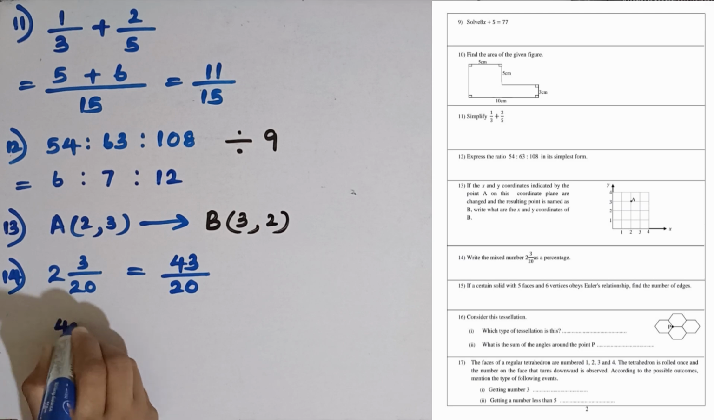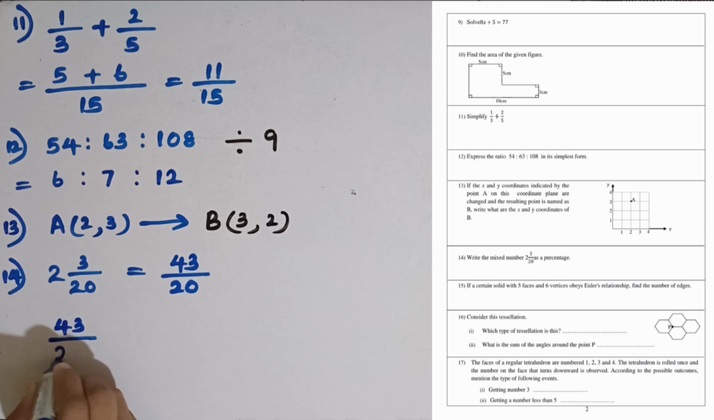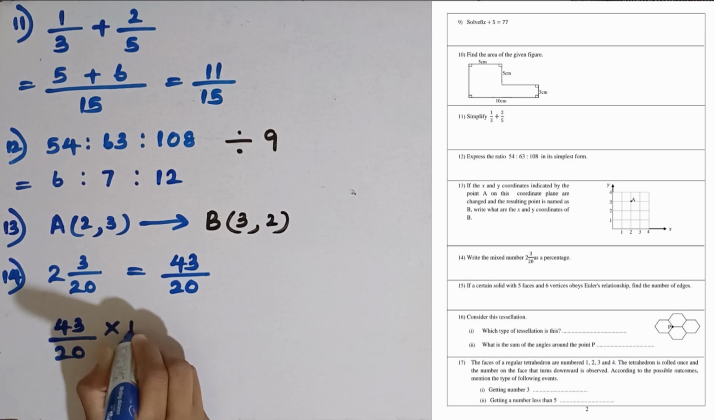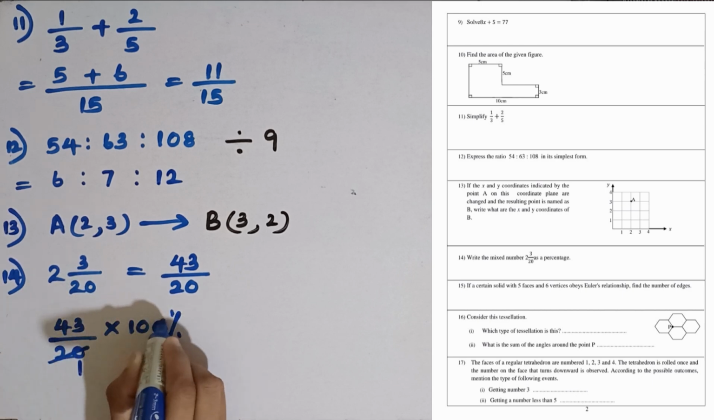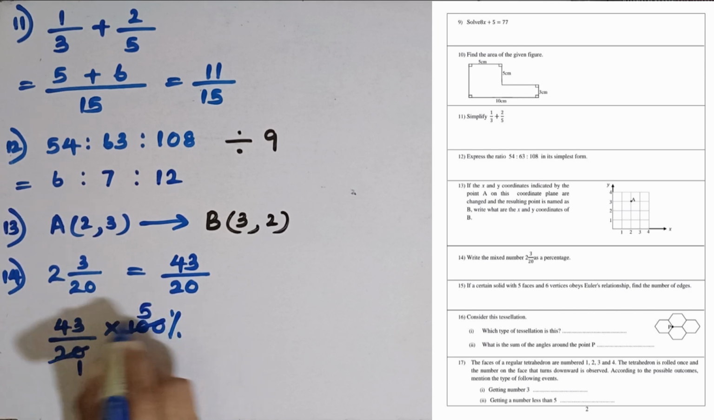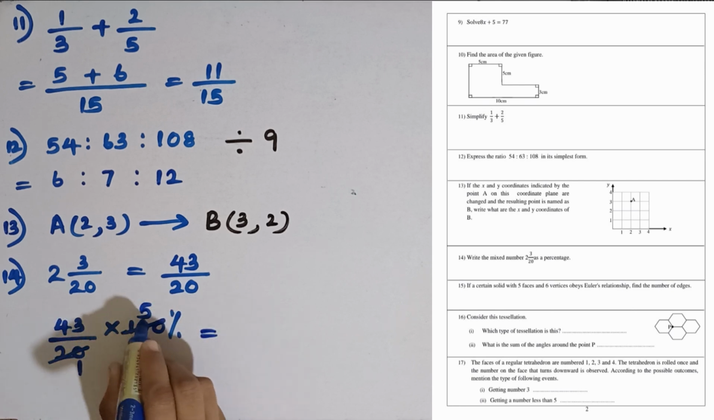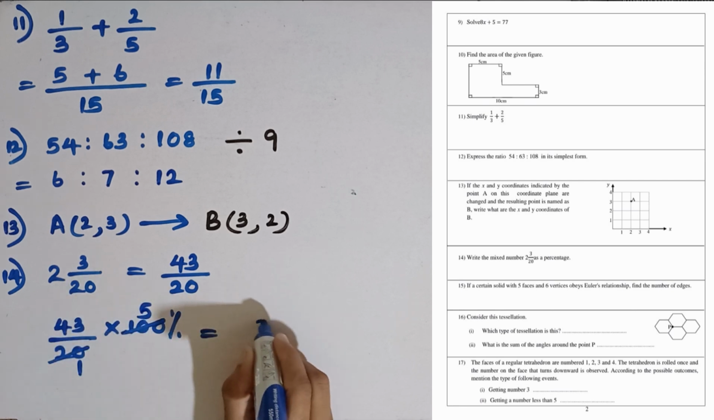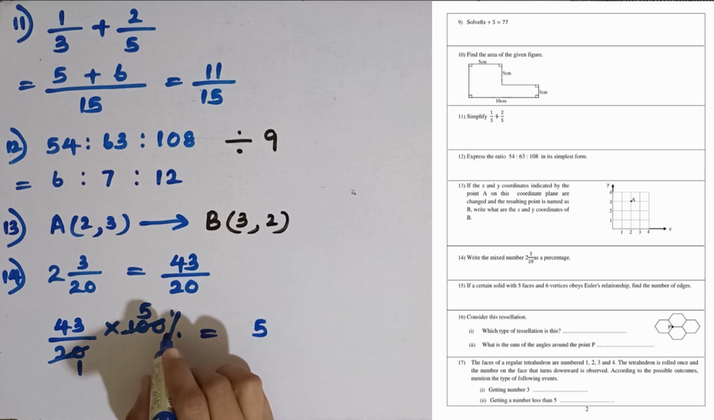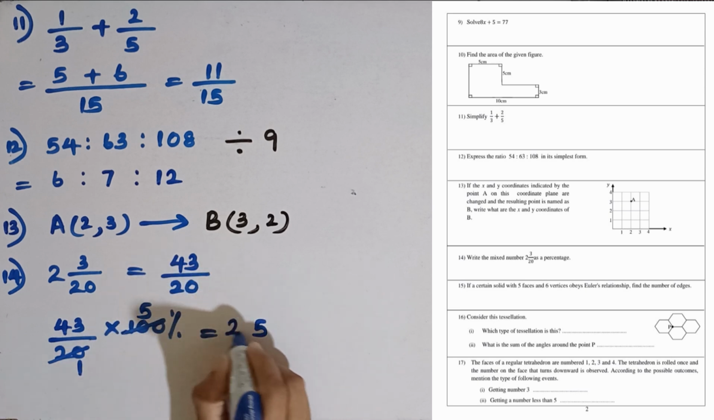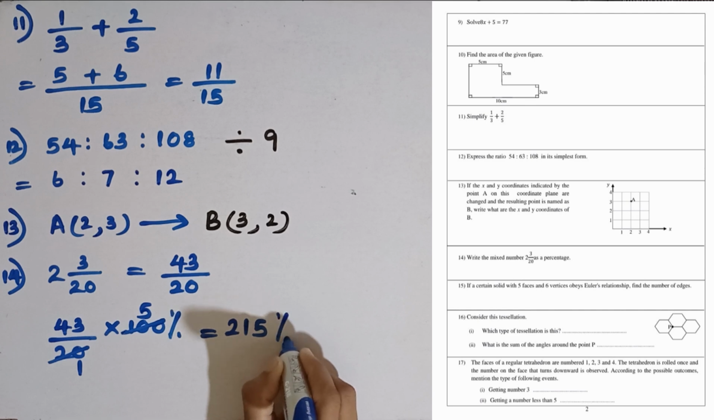Now we can convert this into a percentage easily by multiplying by 100%. 20 times 1, 20 times 5. 43 should be multiplied by 5. 5 times 3 is 15. 1 is remaining. 5 times 4, 20. 20 plus 1 is 21. 215%. That is the answer.